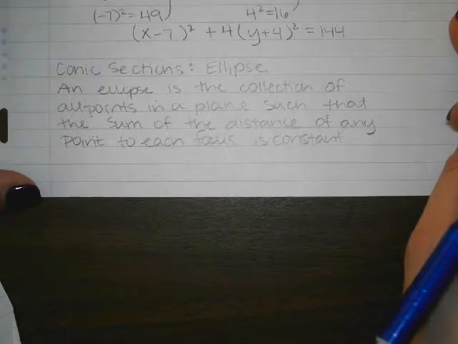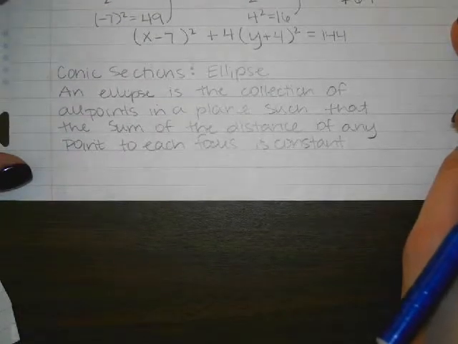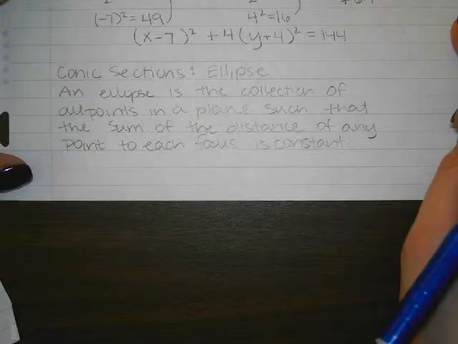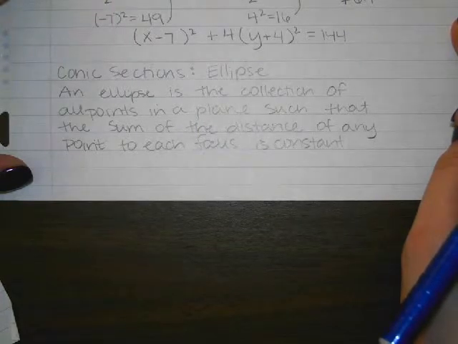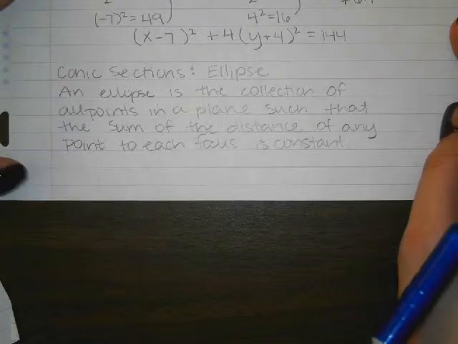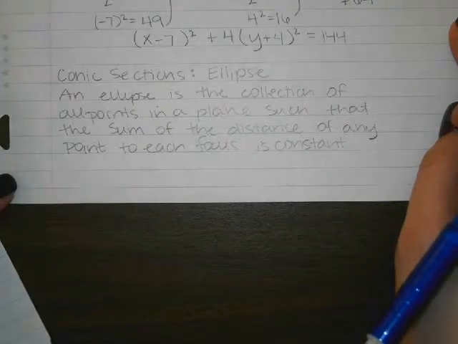And that sounds like gibberish, and I'll explain it in a little bit. Okay, we're going to look at ellipses first. They're easier to work with than they sound like. I mean, they're definitely harder to work with than circles because circles are pretty easy, but they're still not bad. The definition just sounds really weird. All right.